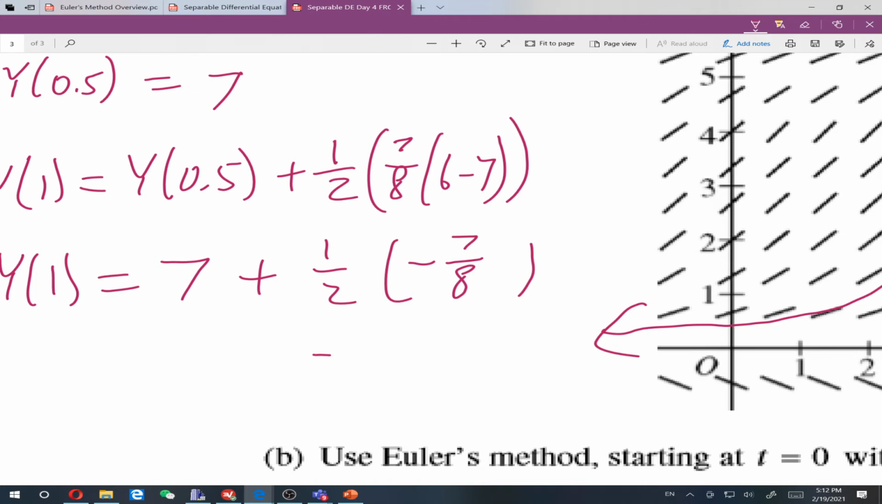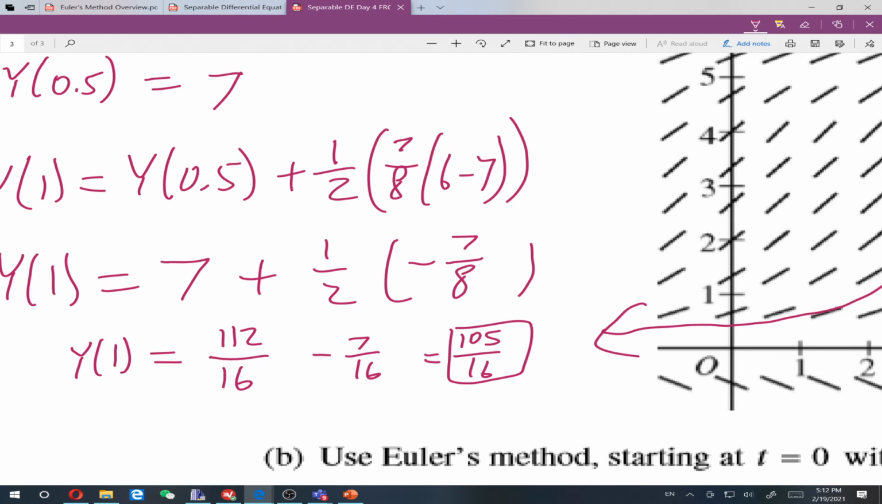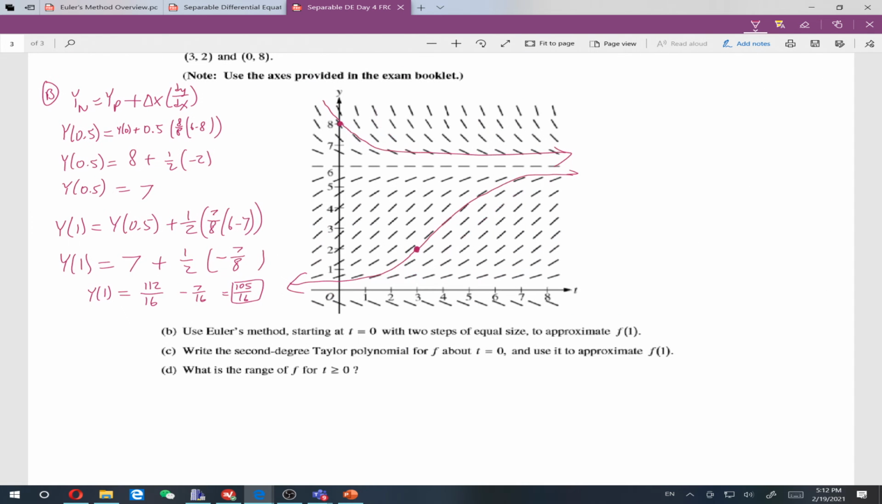So right now I've got negative 7 over 16. What is 7 times 16 so that we can get our common denominator here? 7 times 16, 112. Okay, 112. So I've got 112 minus 7 over 16 for our final answer. So 105 over 16. Looks good. Did they ask us to do anything else? Nope, that's it. Okay, any questions on part B before I jump?